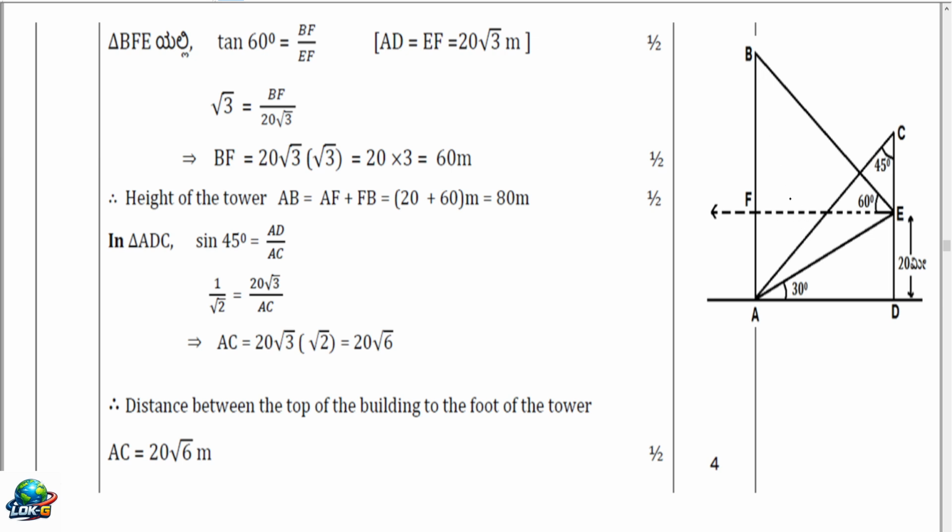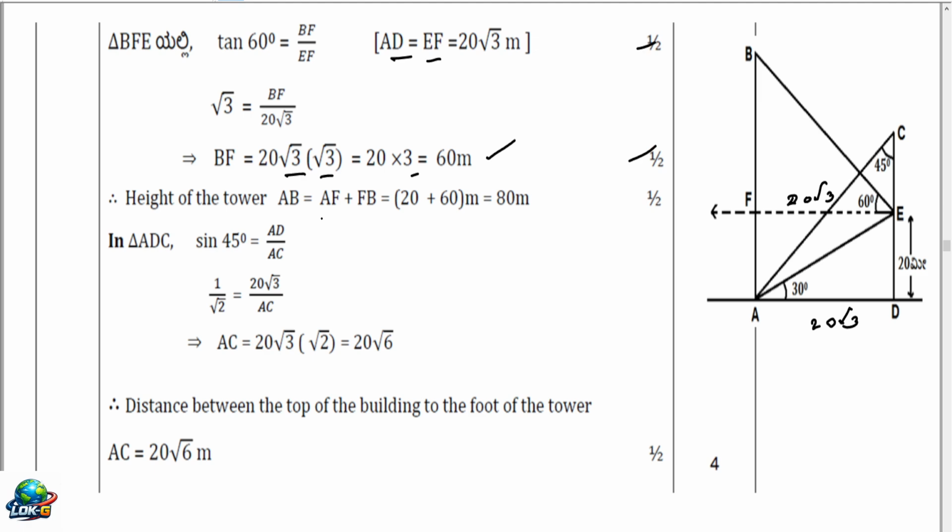In this triangle you already have this one as 20 root 3. You take tan 60, right? Tan 60 is equal to BF upon FE. Tan 60 is root 3, and AD is equal to EF. AD is 20 root 3, which we already got. As this is parallel, EF will be equal to 20 root 3. Therefore BF is equal to 20 root 3 into root 3, which becomes 3, so 20 times 3 is 60 meter. For this you will get a half mark.